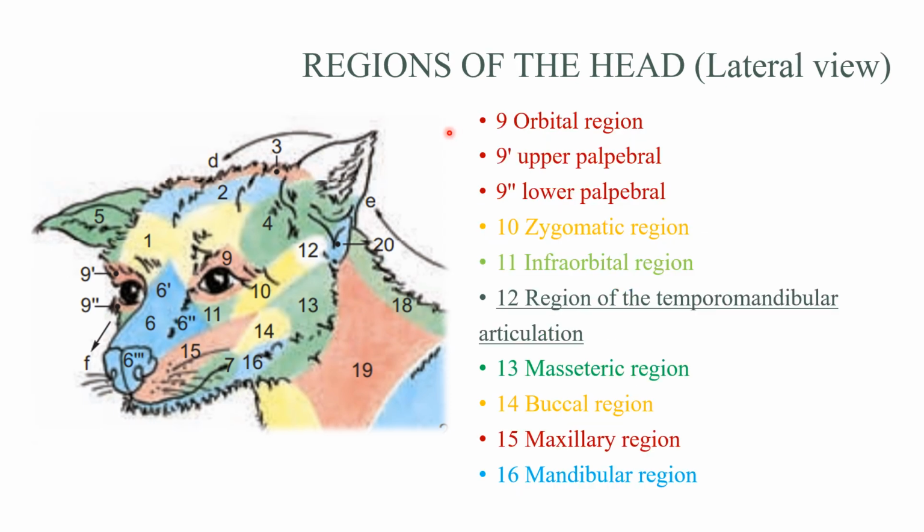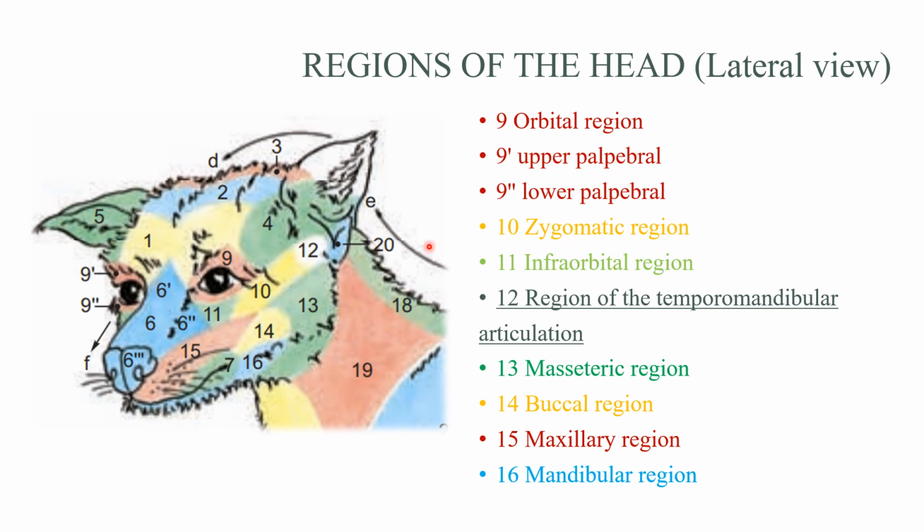Part 2 of the regions of the face. So first we have the orbital region. So basically the region around the eyes, because orbital means eye. Now we also have 2 more parts to this. This is the upper palpebral region and lower palpebral region. You can think of it as top and bottom lids.